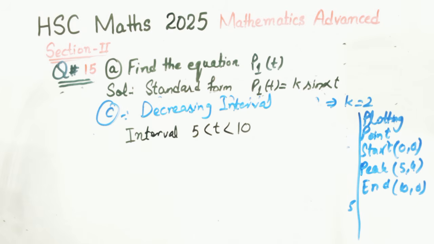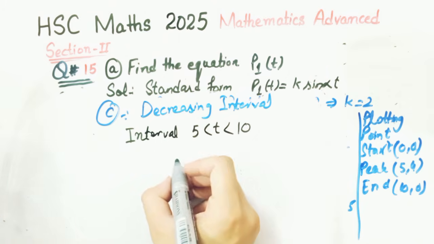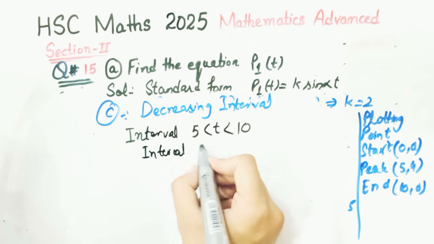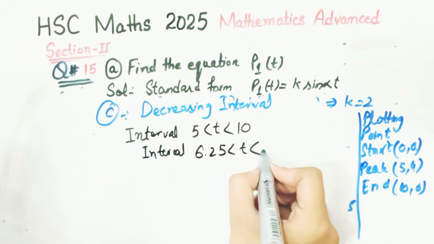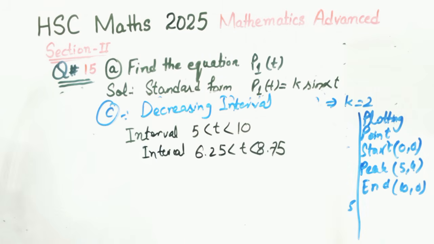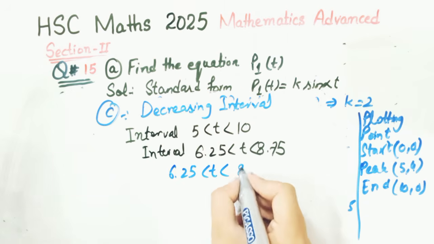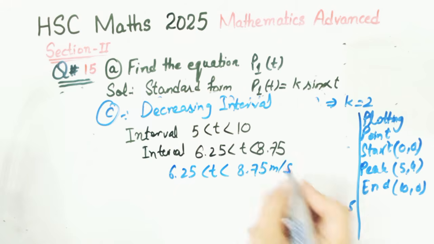Its value should not go above 5. When it goes above 5, the slope goes downward. The slope is downward between its local interval, that will be 6.25 less than t and t is less than 8.75. Now the overlapping solution is where both conditions are true. So we will write our interval as 6.25 less than t less than 8.75 meters per second. So this is the final answer.